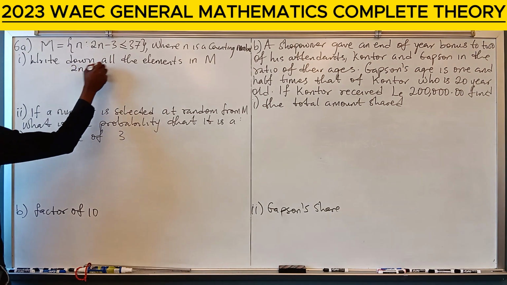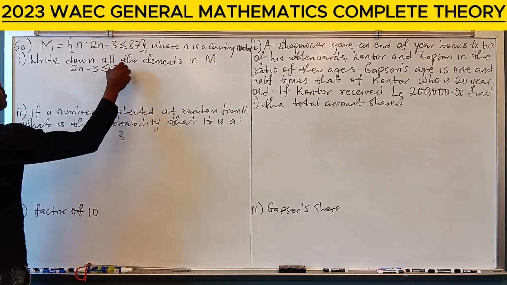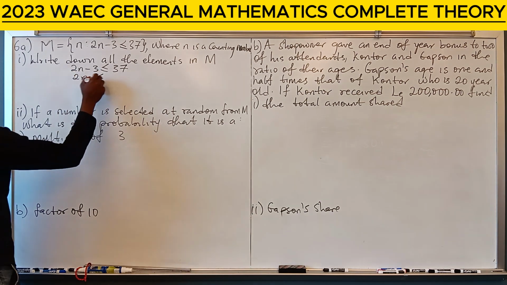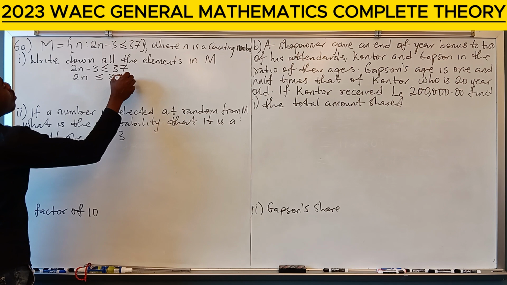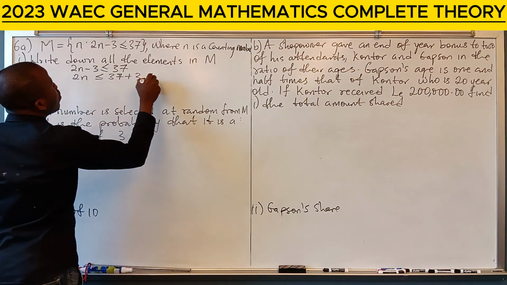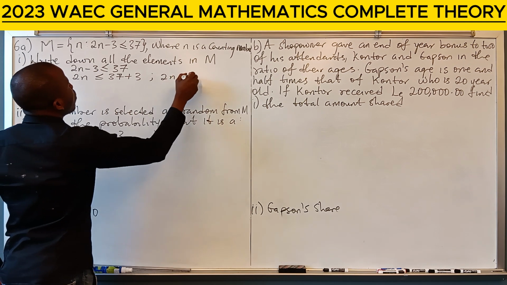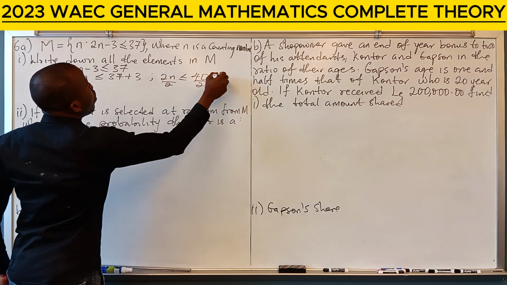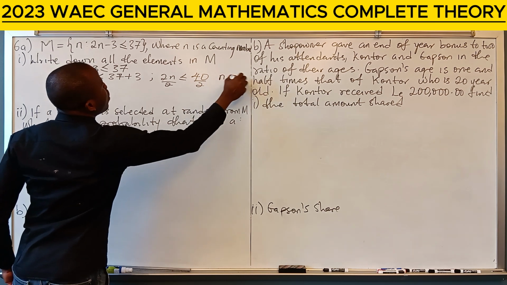2n minus 3 less than or equal to 37. Add 3 to both sides, you have 2n less than or equal to 37 plus 3. So I'll have 2n less than or equal to 40. And if we divide both sides by 2, we'll have that n is less than or equal to 20.